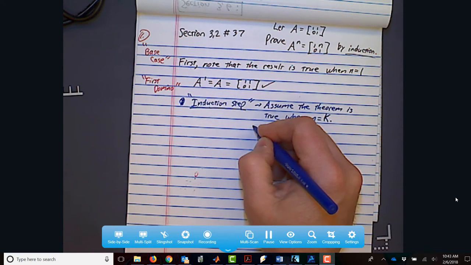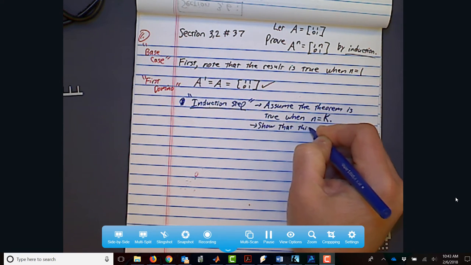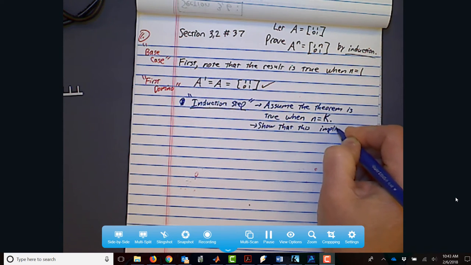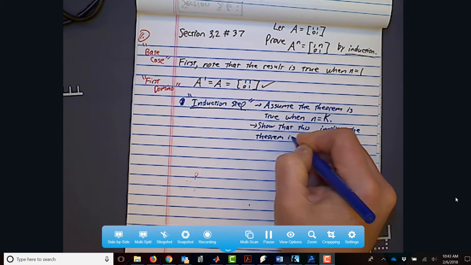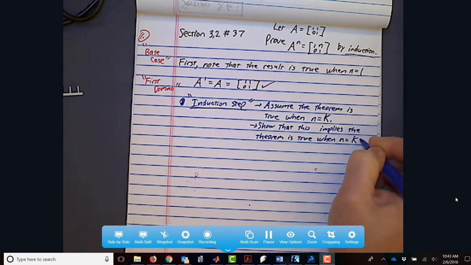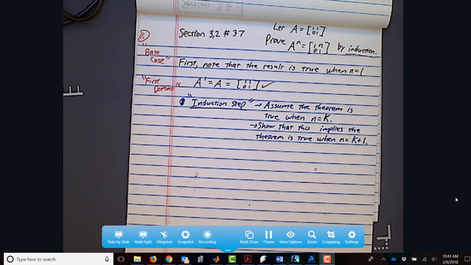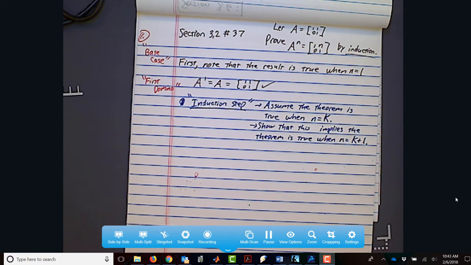And then show that this implies the theorem is true when n equals k plus 1. And see, k is a variable. It doesn't matter what k is. So we're going to assume the theorem is true when n equals k and show that this implies the theorem is true when n equals k plus 1. Okay?